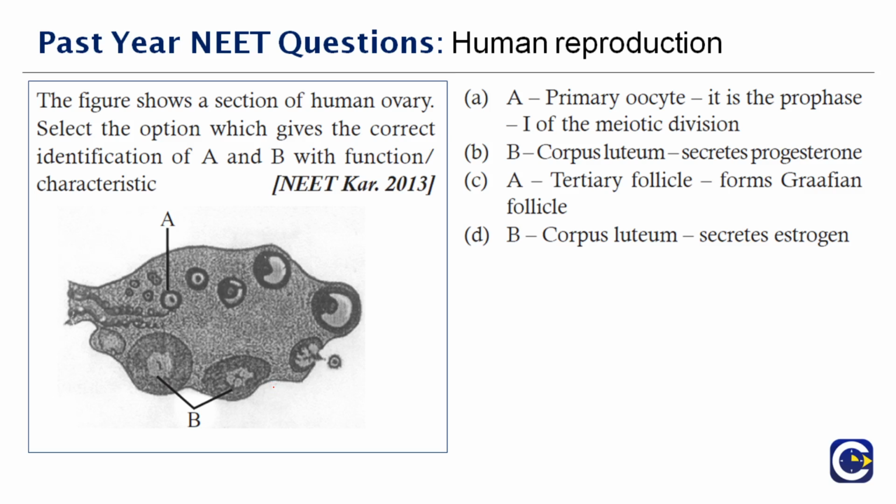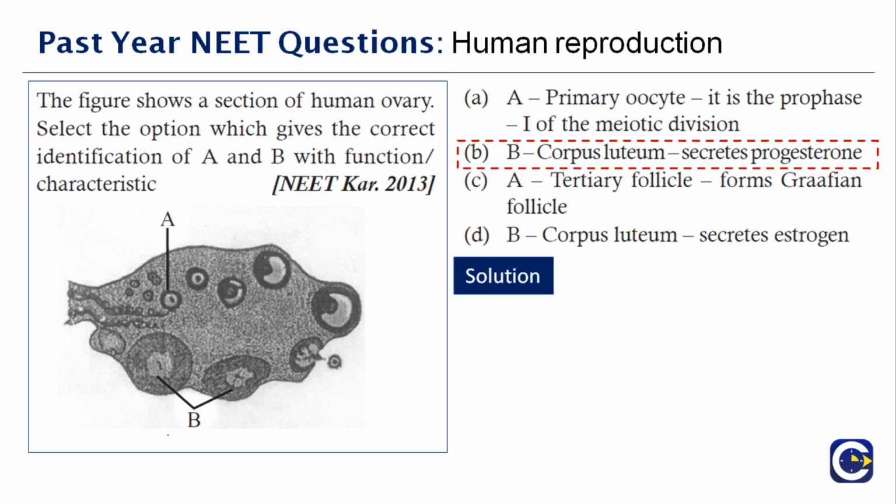Okay, next question here. The figure shows a section of a human ovary. Select the option which gives the right identification of A and B with function and characteristic. So what is A? I think they have not correctly matched A. But B is correct. It is a corpus luteum. What does the corpus luteum do? It secretes a female sex hormone, progesterone. B is only correct. A is wrong, and the explanation is given on your right side. Therefore, the right answer is option B. Next question here.